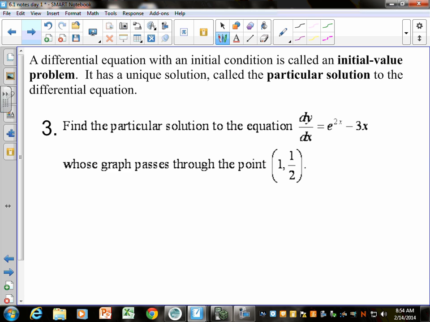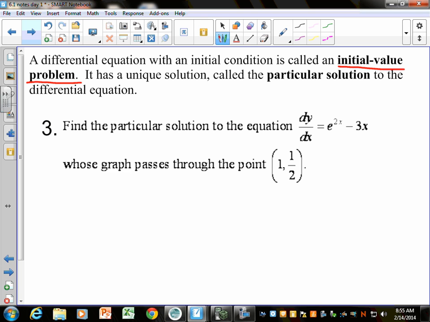This is also something that we've done. We just haven't really talked about the words that go with it. But when you give the point that goes with a differential equation, then you can solve it for the particular solution. And so they call these initial value problems.